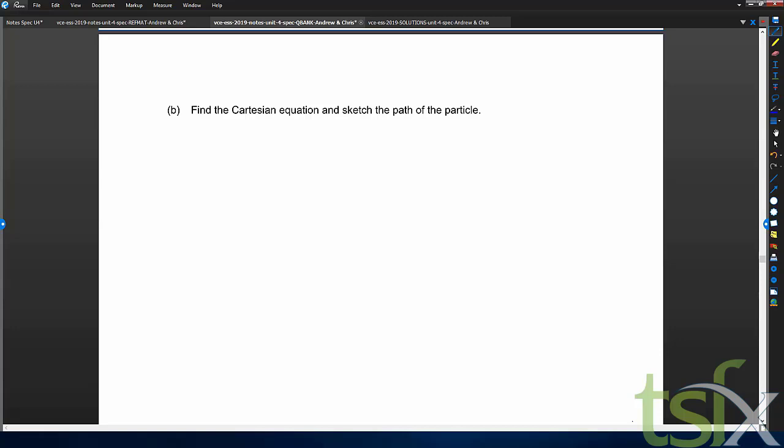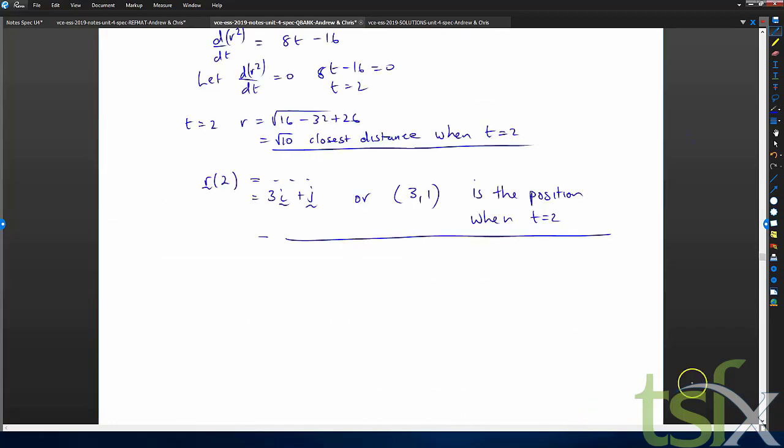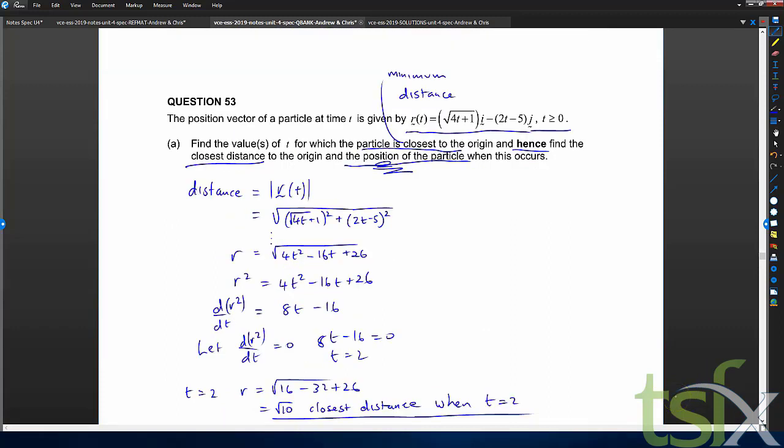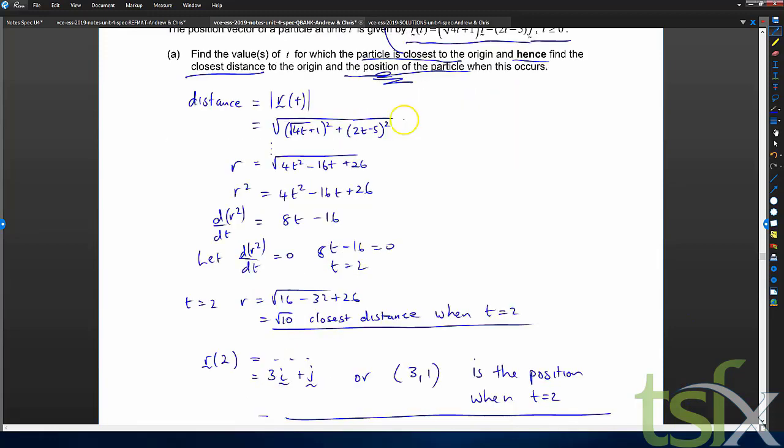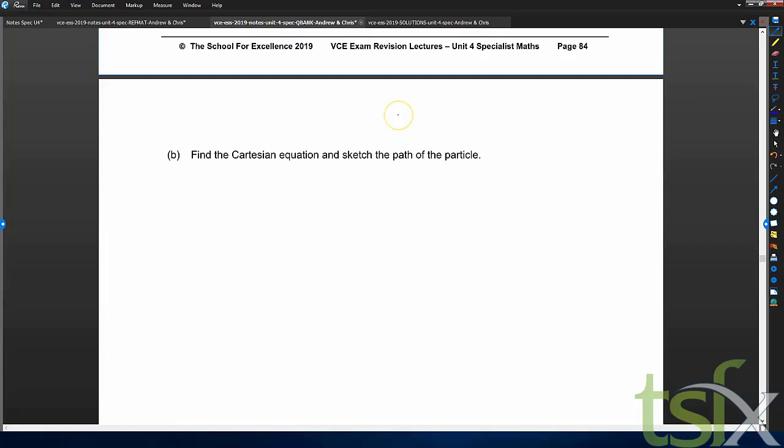Right, the next part, we are to find the Cartesian equation and sketch the path of this particle. Okay, so I just have to scroll back up there, since the equation's not on that page. So we're going to let x equal this part, and we're going to let y equal this part. Is that correct? Yep. So we're going to have x equals the square root of 4t plus 1. And we're going to have y equals minus, and we had 2t minus 5.